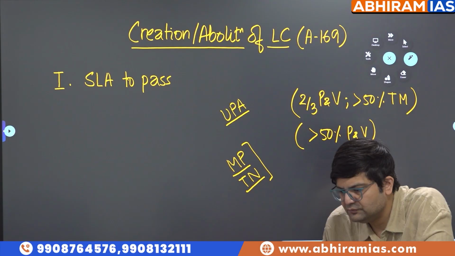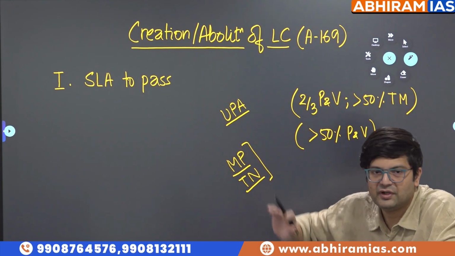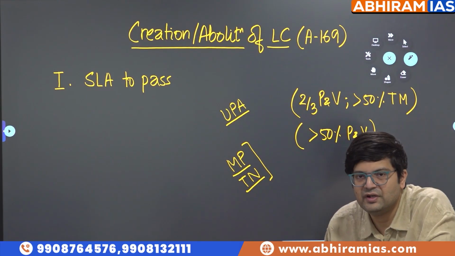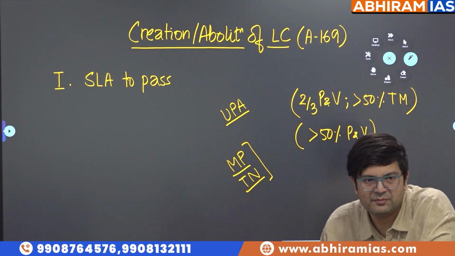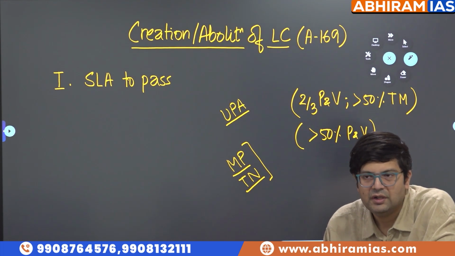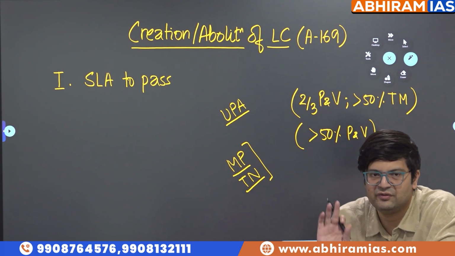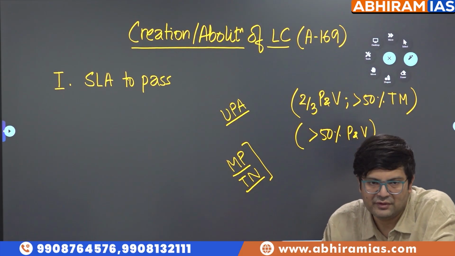So DMK passed a resolution in their own assembly. First step was done. Second step, it went to the center because DMK was a coalition partner. They convinced the parliament and got it passed from there also. The moment parliament passed it, the Article 168 entry was done that Tamil Nadu will have a council.